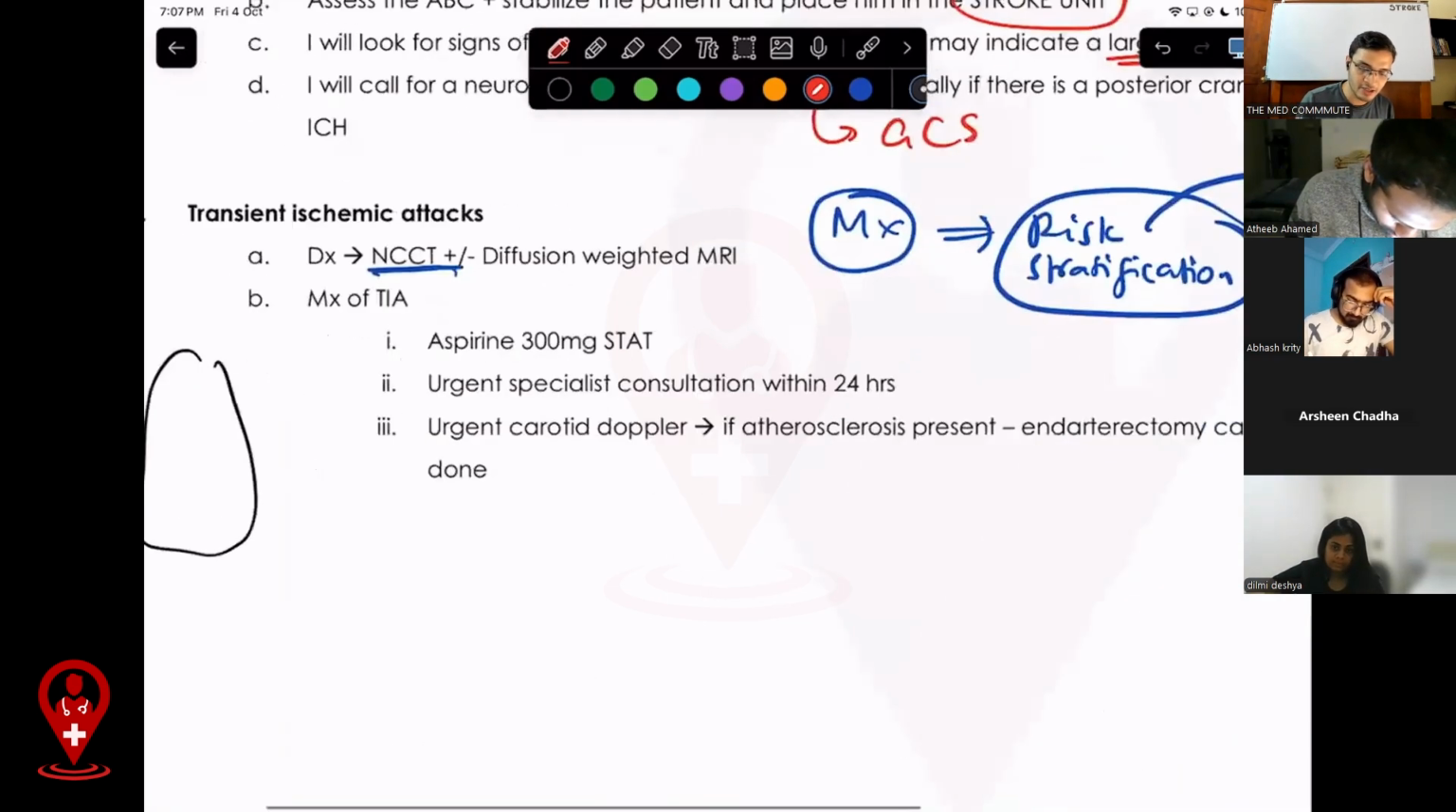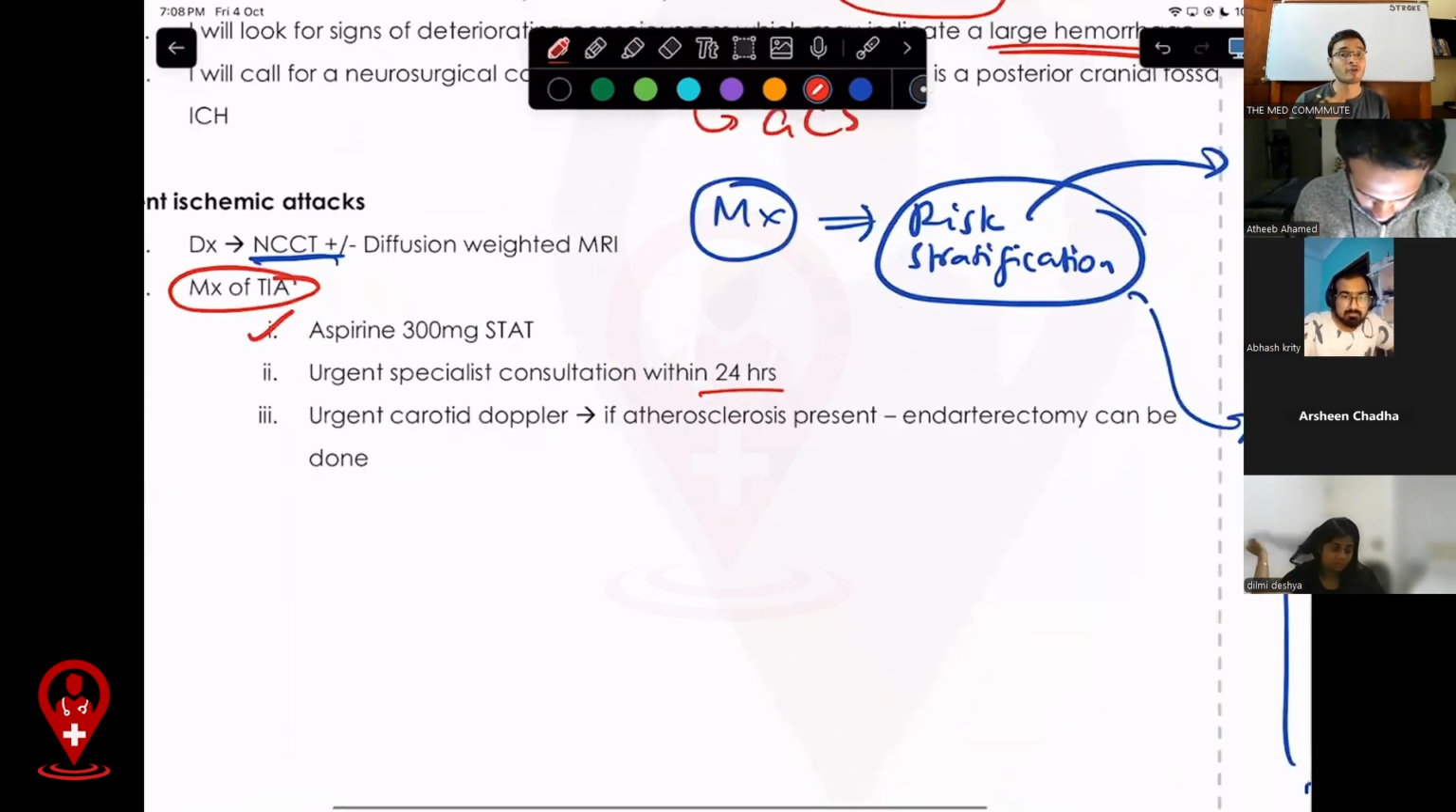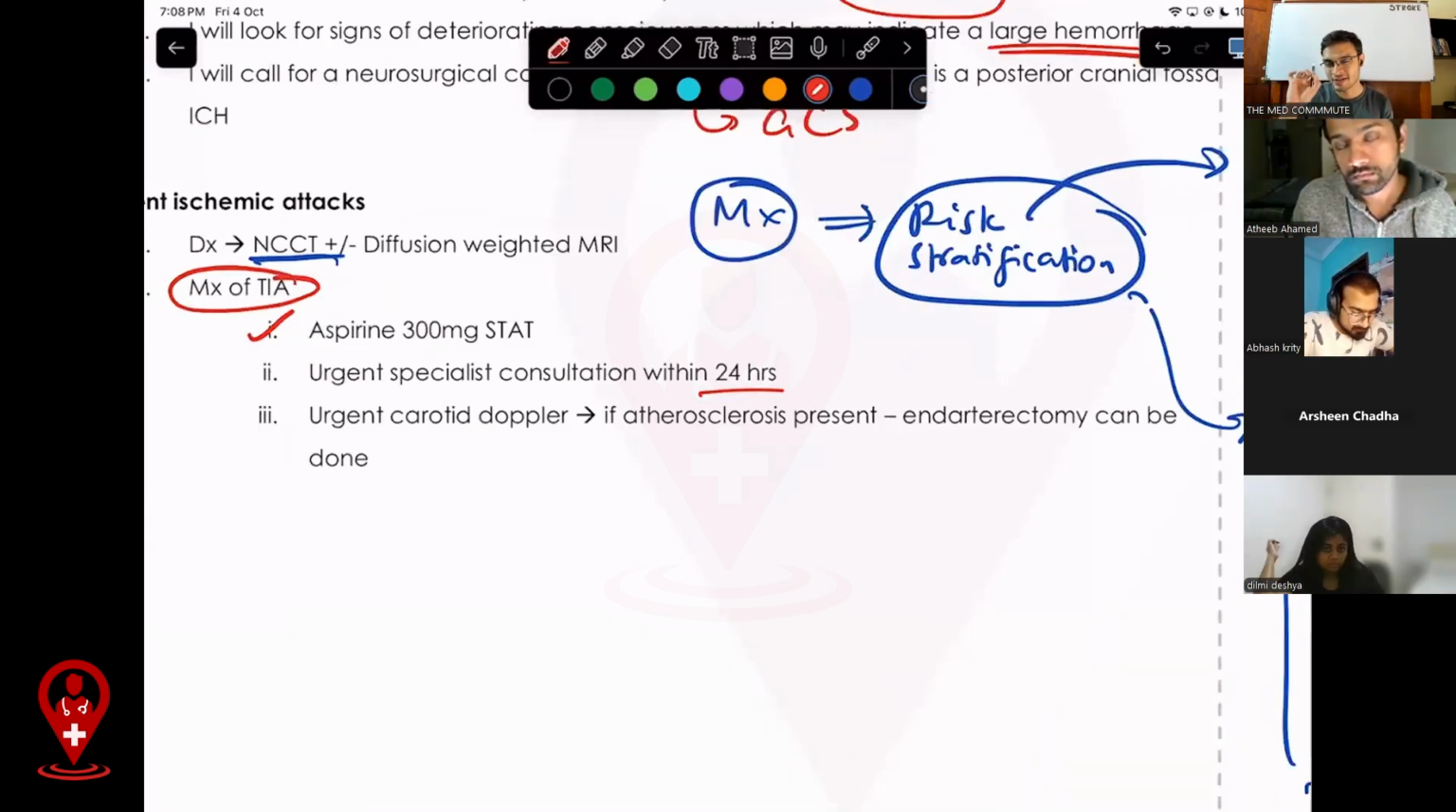We can start the medication. There is a specific set of medications for TIA. Again, we put the patient on aspirin 300 mg stat. We send them for an internal medicine, neurology consultation. And you can do a carotid artery Doppler also, because we want to look at the anterior circulation and the carotid artery, because remember, transient ischemic attacks can present with carotid artery involvement as pure motor or pure sensory, as we talked about.